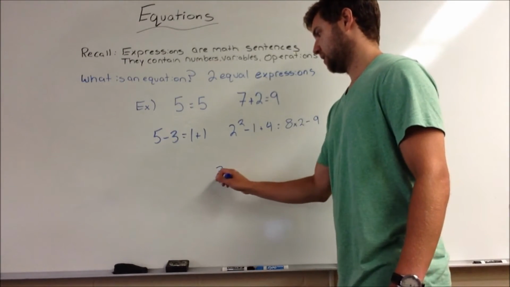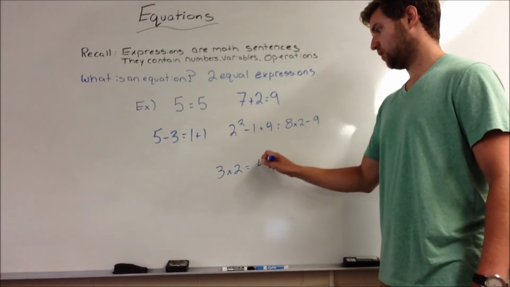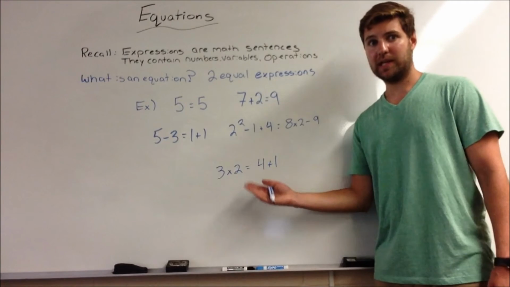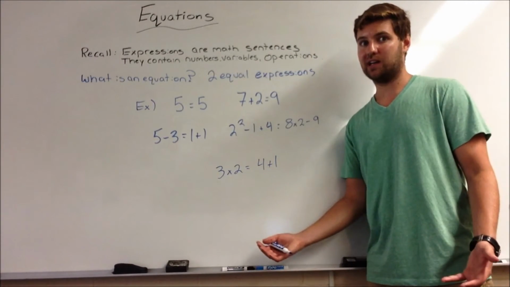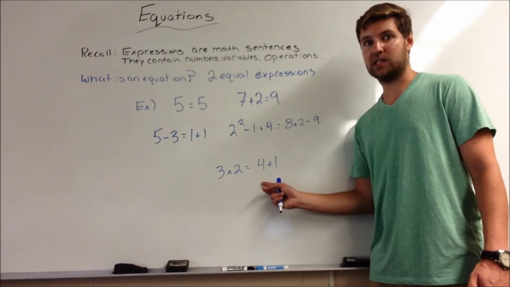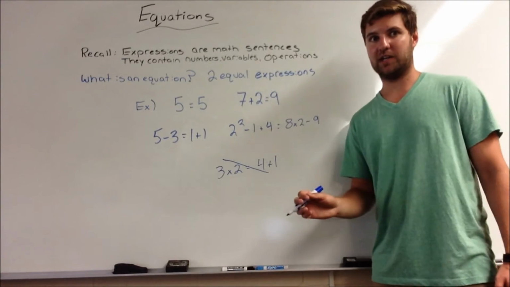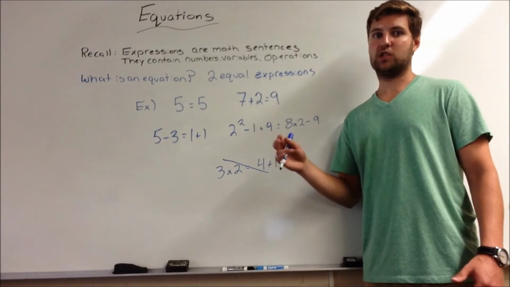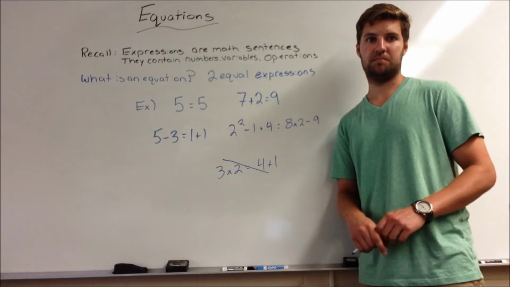Here's an example that's not an equation. I could say 3 times 2 equals 4 plus 1. We can't write this in math because these two expressions aren't equal. It's not an equation. 3 times 2 is 6. 4 plus 1 is 5. That's not equal to that. Not an equation. Equations are two expressions, both sides of the equal sign, where the expressions are the same.